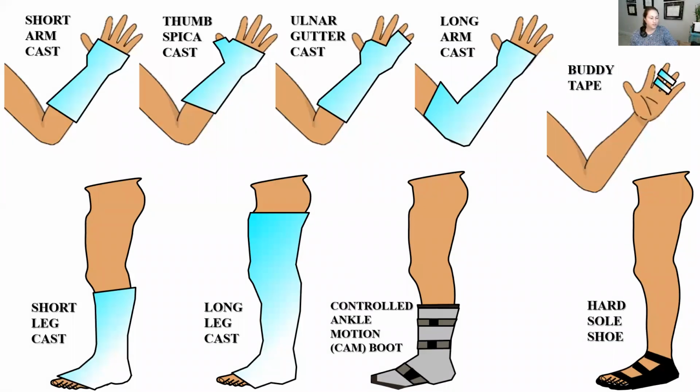This is just what things look like for casting. So a short arm cast versus a thumb spica cast versus an ulnar gutter cast. We also have a radial gutter cast that's less common. Long arm casts include the wrist and the elbow, and then buddy tape is for finger injuries. Short leg casts, long leg casts include the knee. A CAM boot, or a controlled ankle motion boot, is good for ankle and foot injuries. And then a hard-soled shoe would be for things like metatarsal injuries.